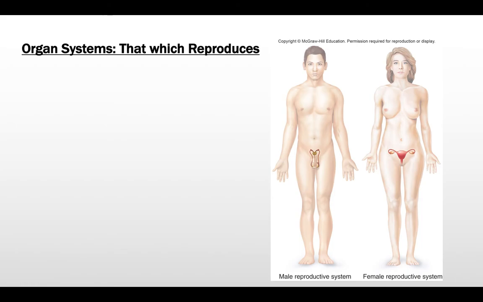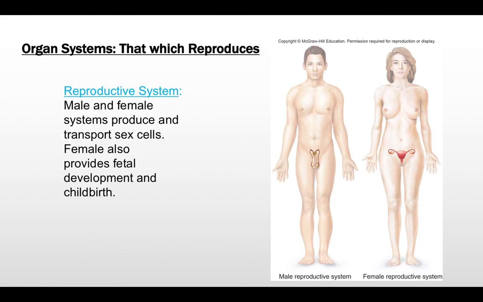And then, of course, the only system that's left is that which reproduces. So the male and female body systems produce and transport sex cells. So it's not just enough to make sperm cells, we also have to deliver them at the right time to the right place. And for the female reproductive system, we also have fetal development and childbirth, two things that we'll cover towards the end of this course.